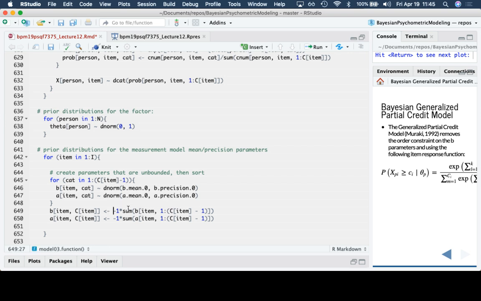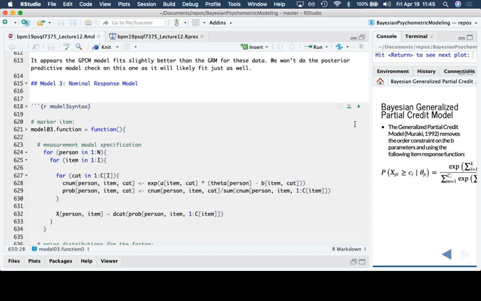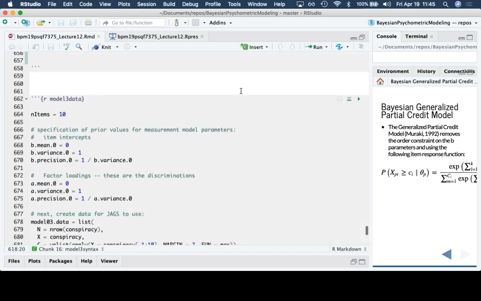You want me to try one more time? There's another way I can identify this. Why don't we just make the last category 0? Try that. Give me just a moment here.